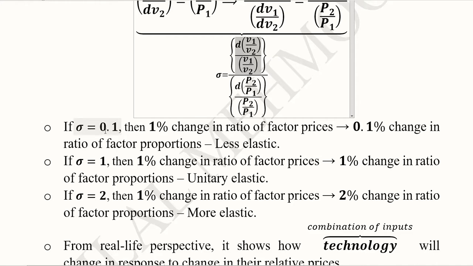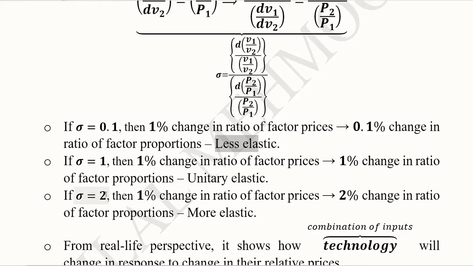And if the elasticity of substitution, that is sigma, we represent it with sigma, is less than 1, for example 0.1, it means that a 1% change in the ratio of the factor prices, that is this term, will lead to a 0.1% change in the factor proportions, that is the proportionate change in the factor proportions. And we know that in this case the situation is less elastic.